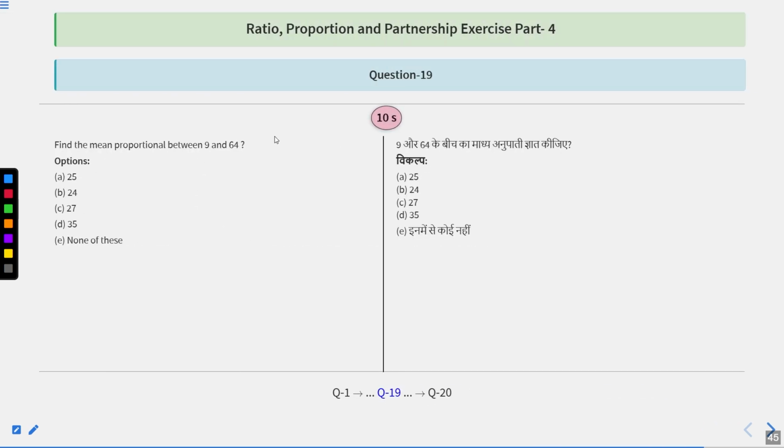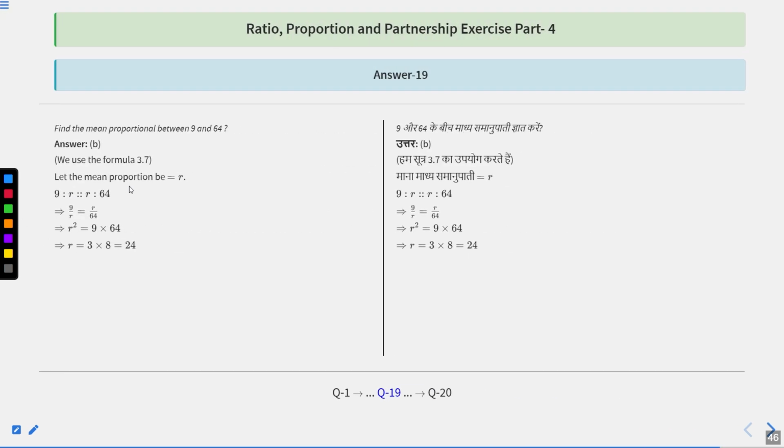Next one. Find the mean proportion between 9 and 64. You have 5 options and 10 seconds to solve this question. Your time starts now. Now time's up. Let's see the solution. We are using formula 3.7. Let the mean proportion be R. So we write 9 ratio R proportionate R ratio 64. In fraction form, 9 upon R equals R upon 64, so R square equals 9 multiplied by 64.